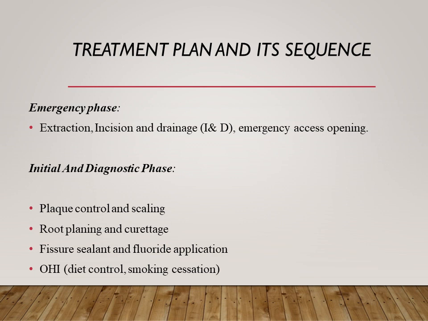Okay, and then coming to the treatment plan and its sequence. So of course you all know the first is the emergency phase. So this is the most important one. If the patient is in severe pain, you obviously cannot send the patient back until you alleviate the pain, or help the patient out in some sort of way. So emergency access openings are a good example. Incision and drainage for abscess cases, and extraction of hopeless teeth in which the patient is having severe pain.